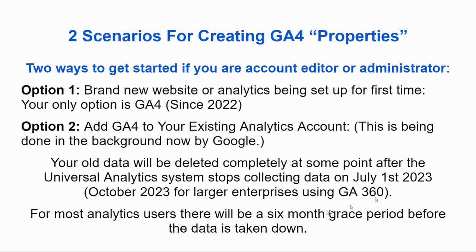And apparently there's going to be something like a 6-month grace period before your old Universal Analytics data is taken down. They're literally switching off the machines. So literally you're not going to be able to get your data after that. So you need to be planning ahead.